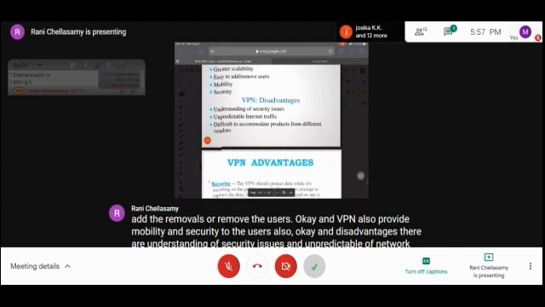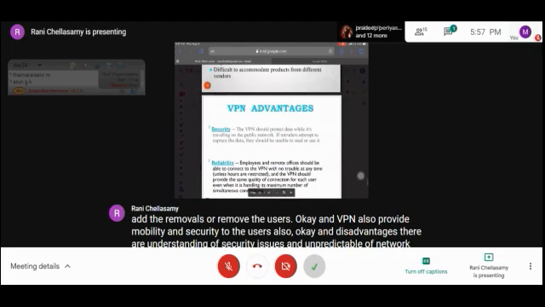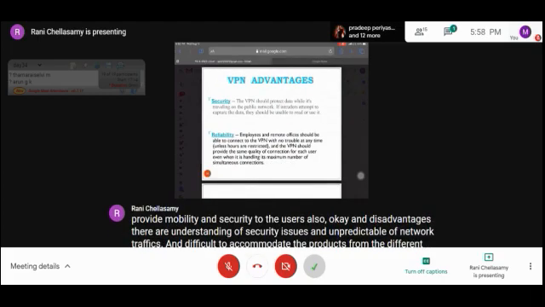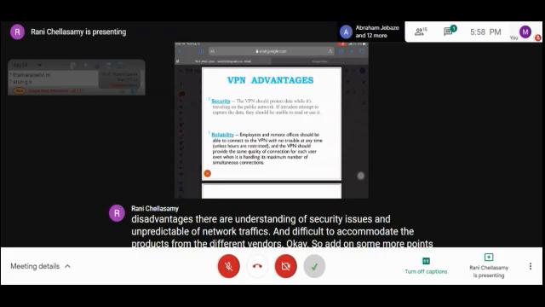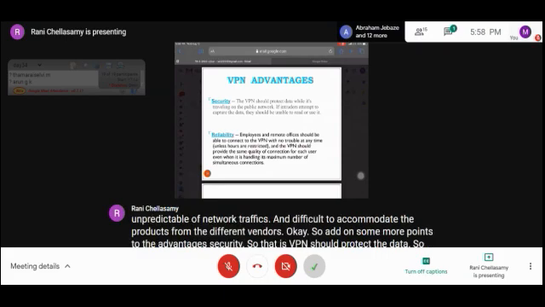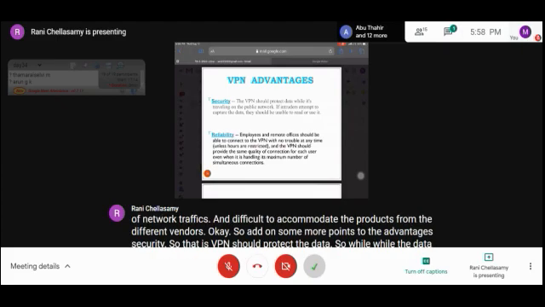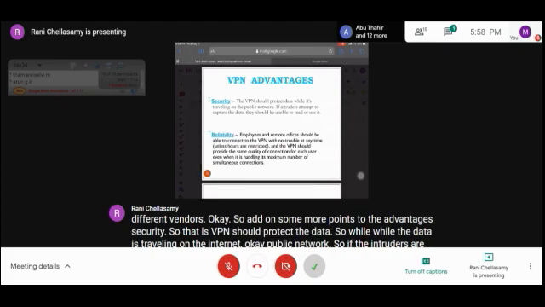So let me add some more points to the advantages. Security: the VPN should protect the data while it is traveling on the internet, a public network. If intruders attempt to capture the data, they should be unable to read it or use it. That's the main thing provided with the VPN.